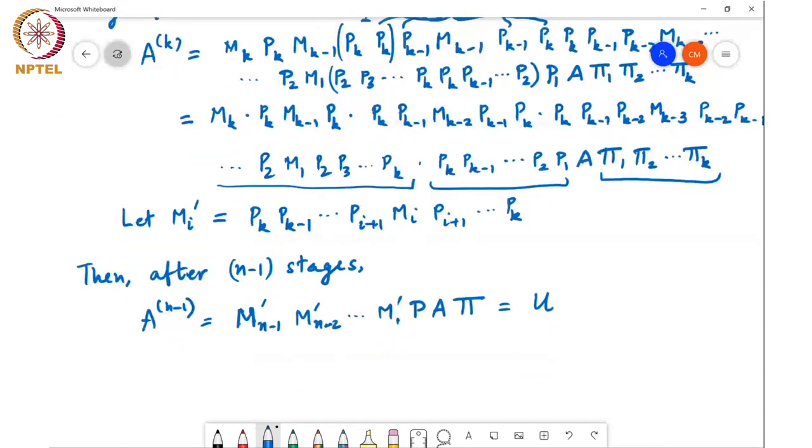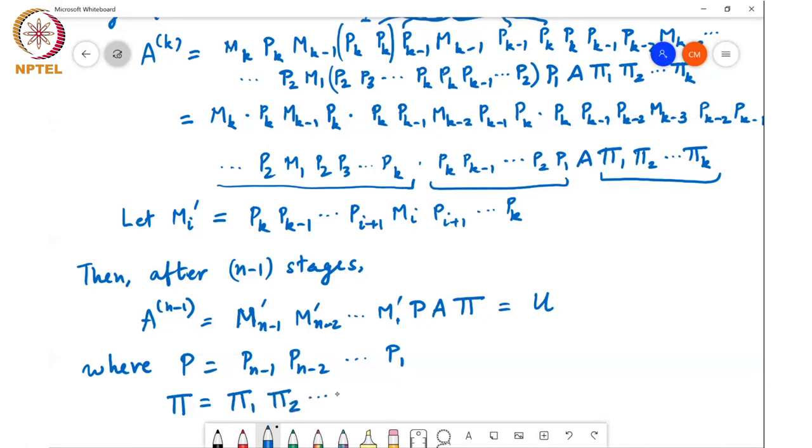Okay. P is equal to P_{n-1}, P_{n-2}, all the way down to P_1. And pi equals, sir? Pi_1. Yes.